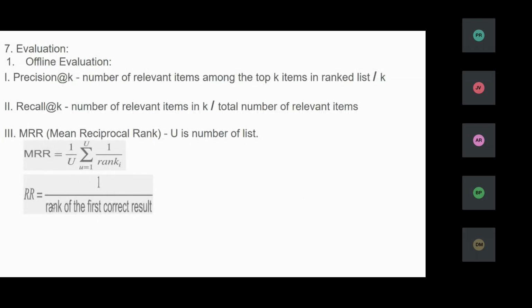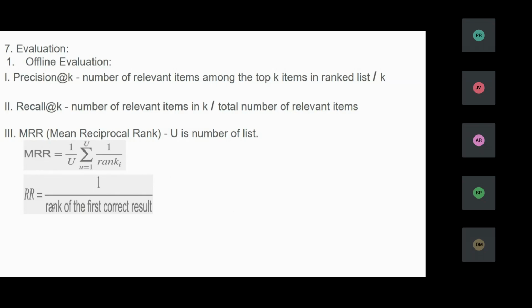After training the model, we'll be discussing evaluating the model. There are two evaluations, offline and online. First, going with the offline evaluation, which is precision at k.